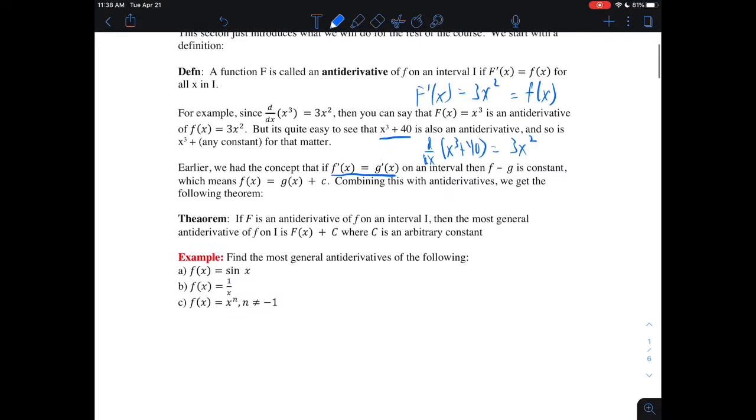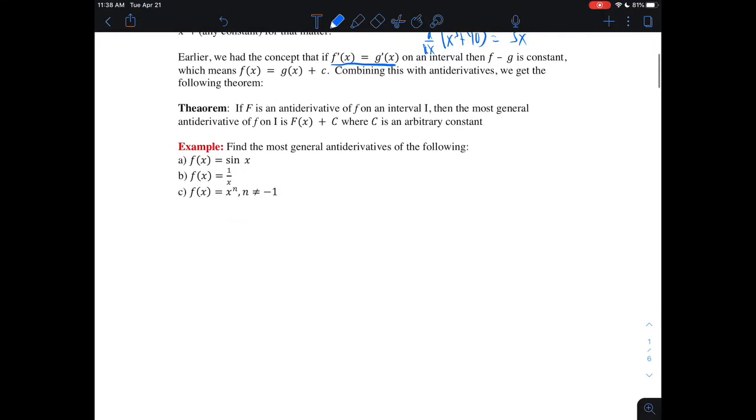So let's look at a few examples. We want to find the most general antiderivatives of the following. So part A, f of x equal sine x. So first of all, what we want to think of here is we're not taking the derivative of these functions in these examples. We want to think of the functions whose derivative is what we see in front of us. So we want to think, what is the function where if you take its derivative, you get sine x.